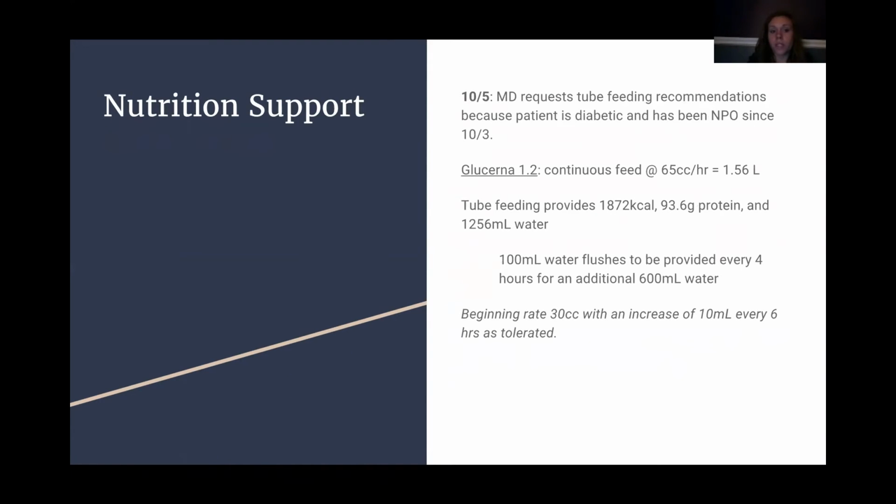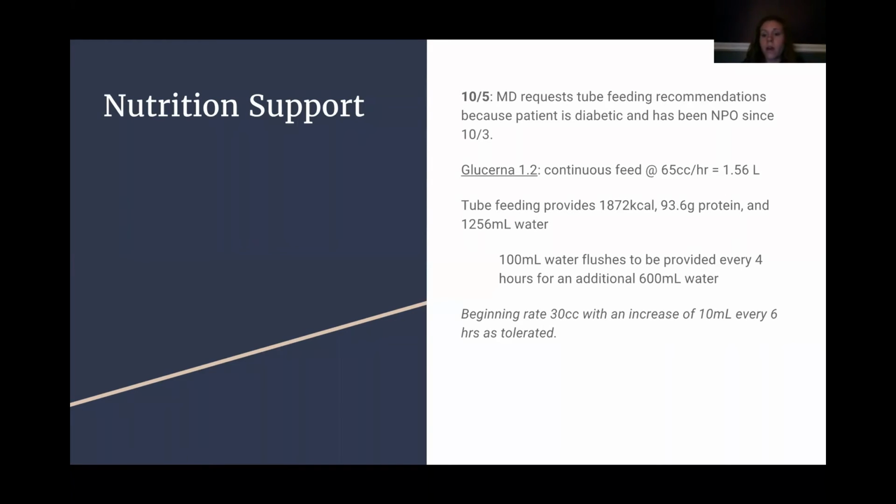So he actually did receive nutrition support. On October 5th, the physician requested a tube feeding recommendation because the patient is diabetic and had been NPO since 10/3. So that was 48 hours NPO. And we recommended Glucerna 1.2, a continuous feed with a goal rate of 65 cc's per hour, 1.56 liters. The tube feeding provides 1,872 calories, 93.6 grams of protein, and 1,256 milliliters of water.